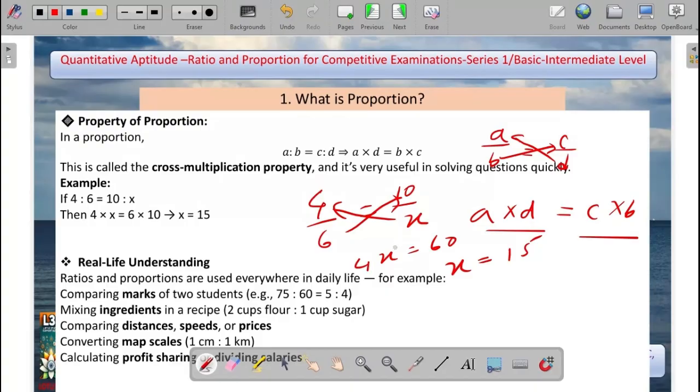So ratio and proportions are used everywhere in daily life. For example, comparing marks of two students, mixing ingredients in a recipe, 2 cloves and 1 cup sugar, comparing distances, speeds or prices, converting map scales, 1 centimeter is to 1 kilometer, calculating profit sharing or dividing salaries.